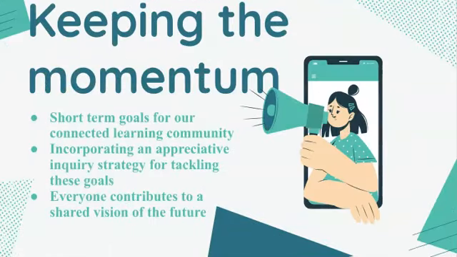We will keep the momentum going in our community by setting short-term goals for our connected learning community and by incorporating an appreciative inquiry strategy for tackling these goals. This strategy will help by everyone being able to contribute to a shared vision of what the preferred future will be and how we will get there together.